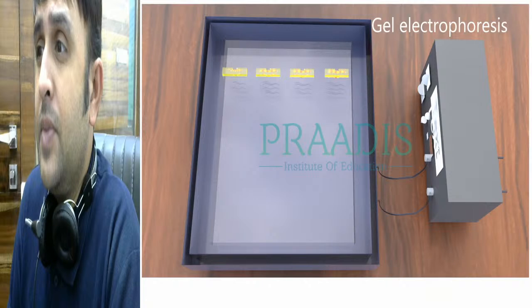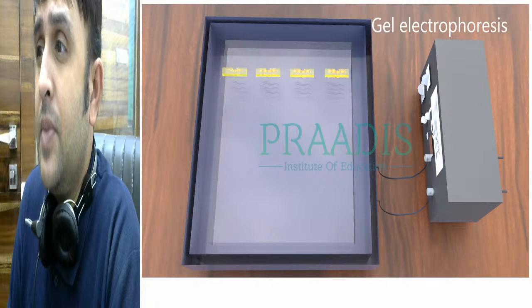The DNA fragments resolve according to their size through the sieving effect provided by the agarose gel. Hence, the smaller the fragment size, the farther it moves. The separated DNA fragments can be visualized only after staining the DNA with a compound known as ethidium bromide, followed by exposure to UV radiation.